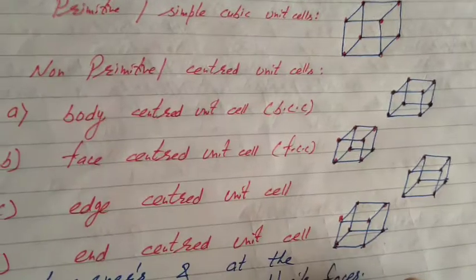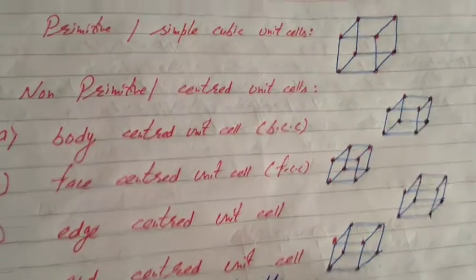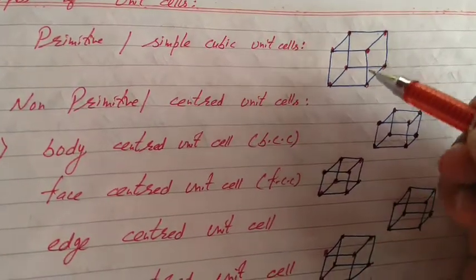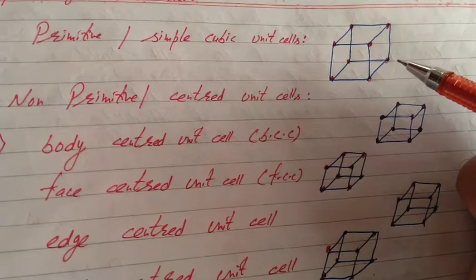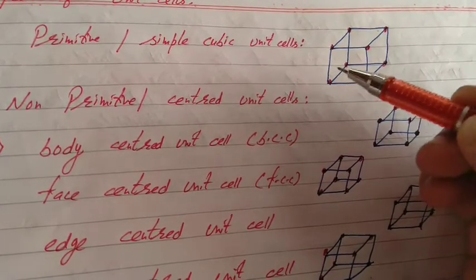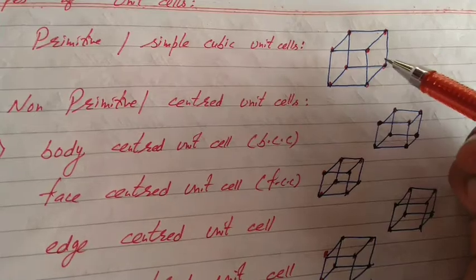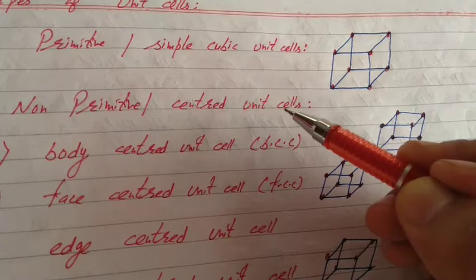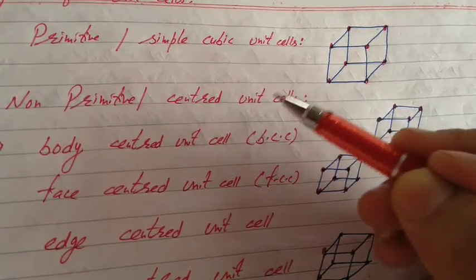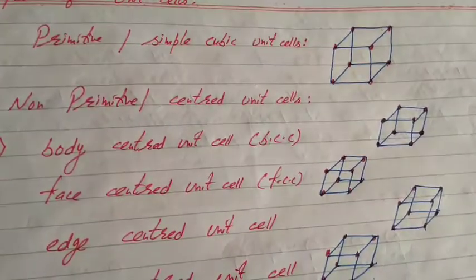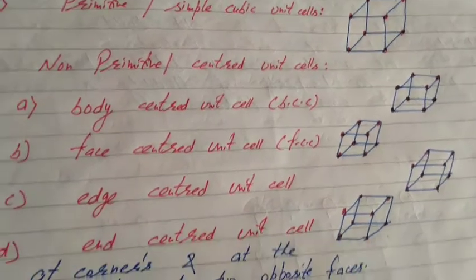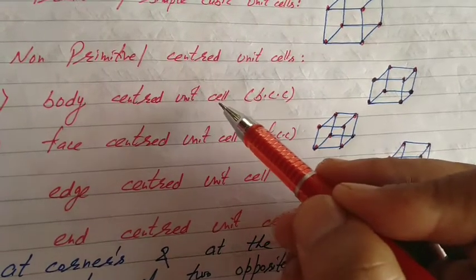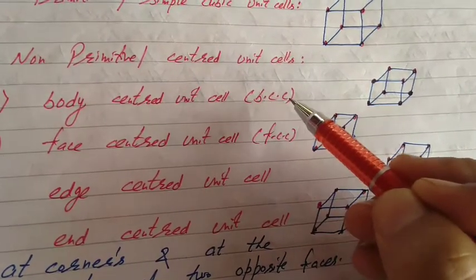Next, non-primitive or centered unit cells. Non-primitive unit cells are those in which constituent particles are present at corners as well as at some other positions. Students, the first priority is always to corner position. If constituent particles are only at corners, it is primitive. If constituent particles are present at corners as well as at some other positions, then we call it non-primitive or centered unit cell. Types of non-primitive unit cells. Students, first one is body centered unit cell, BCC, body centered cubic.